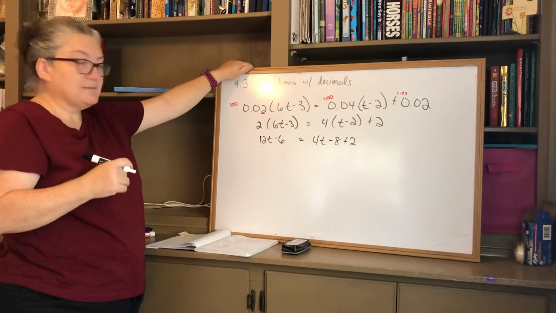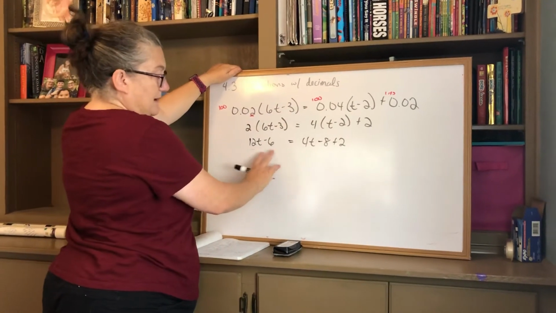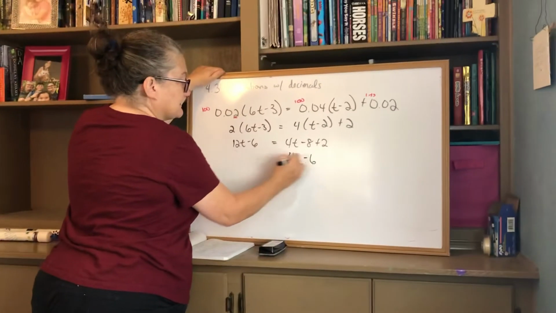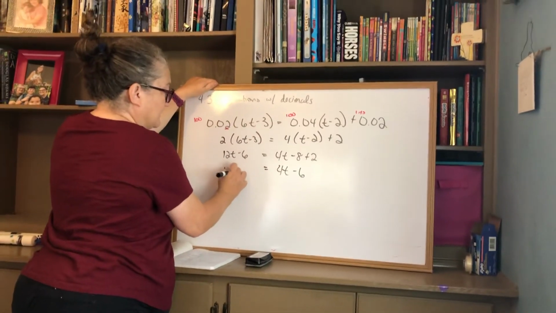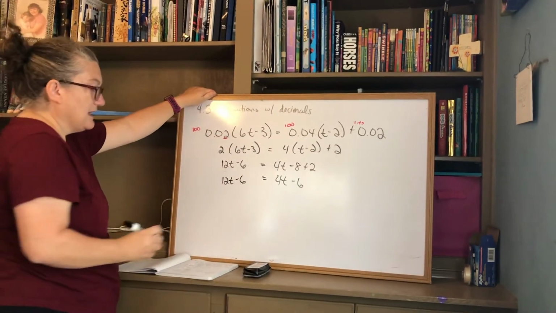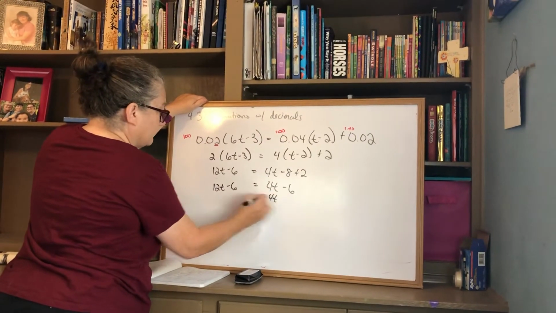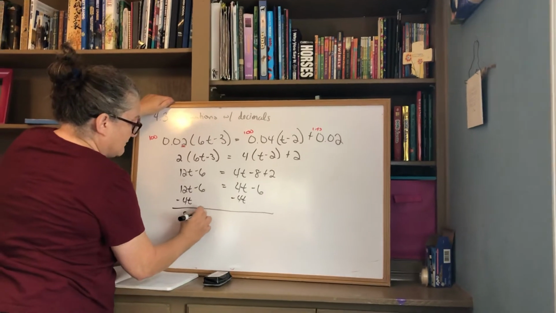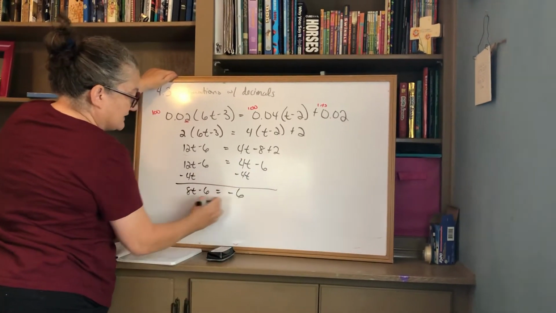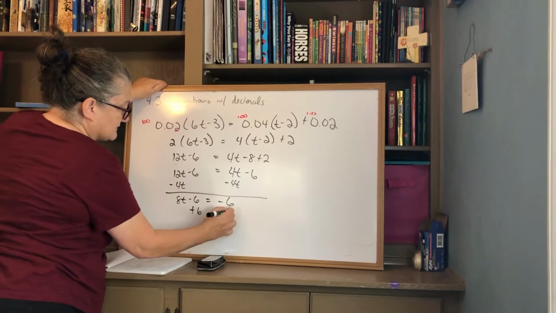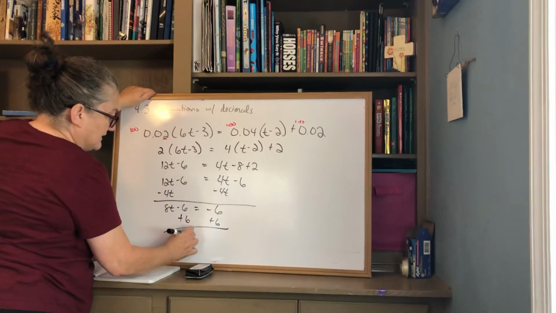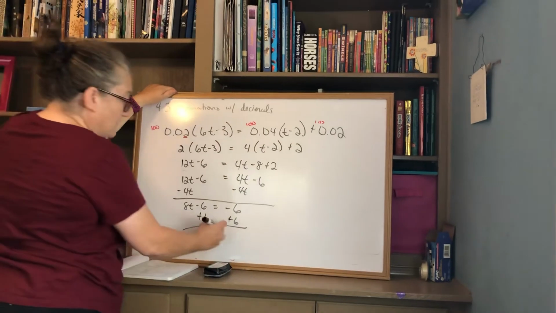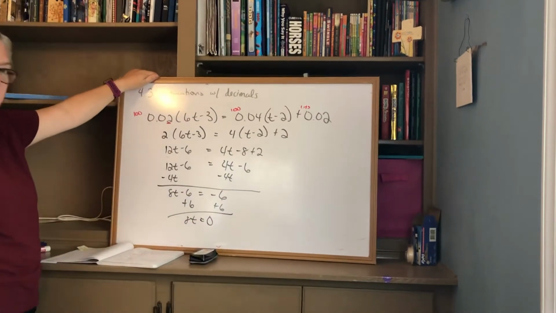Simplify each side by combining like terms. There's nothing to combine here. Over here we have 4t minus 6, 12t minus 6. I can subtract the 4t, subtract the 4t. 8t minus 6 equals negative 6. I add 6 to both sides. 8t equals, what is negative 6 plus 6? It is 0. You have 8t equals 0.